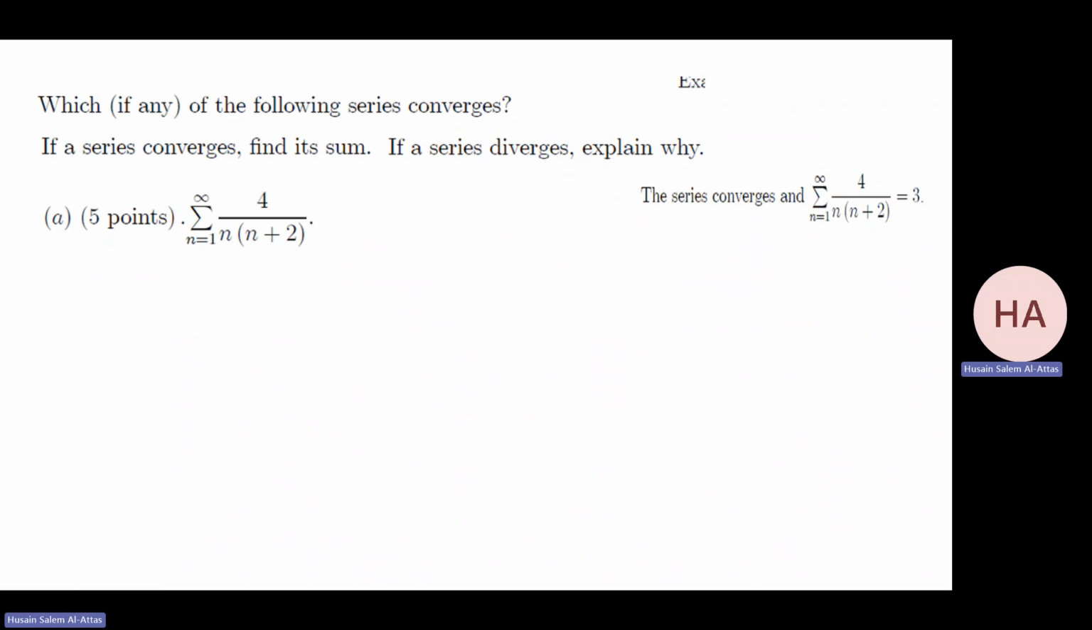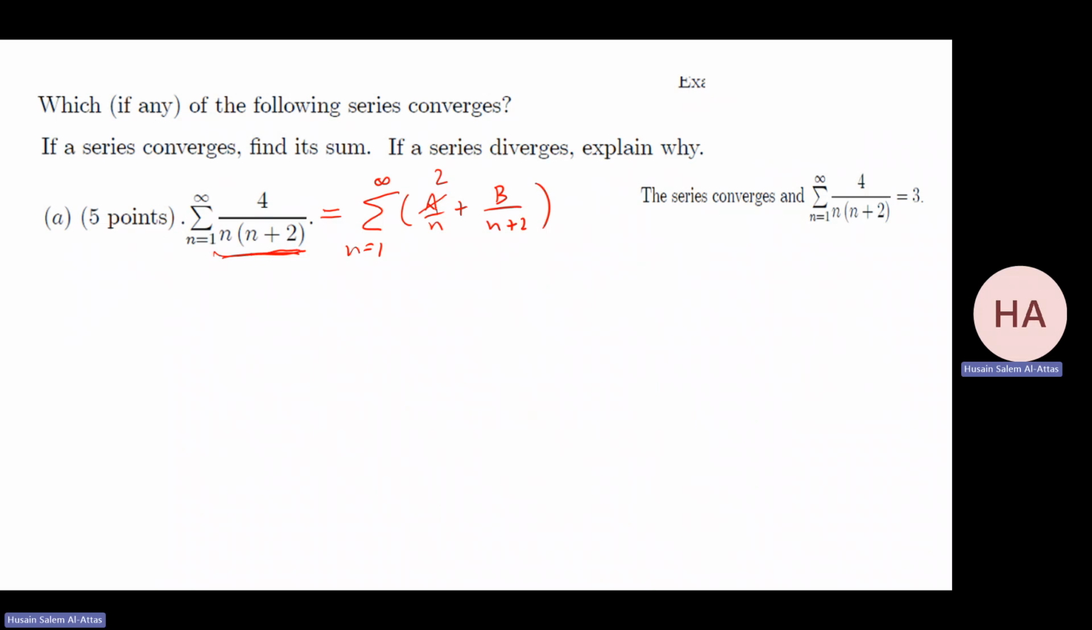If the series converges, find its sum. Very clear, this is telescoping. So this one will be the summation from n equal 1 to infinity. I have A over n plus B over n plus 2. What is A? If I cover n, A will be 2. Substitute n be 0, 4 over 2, which is 2. I mean, I cover this n plus 2.